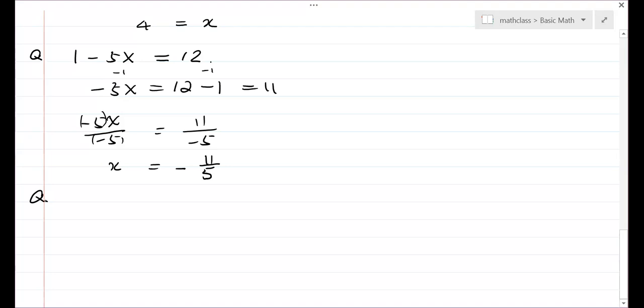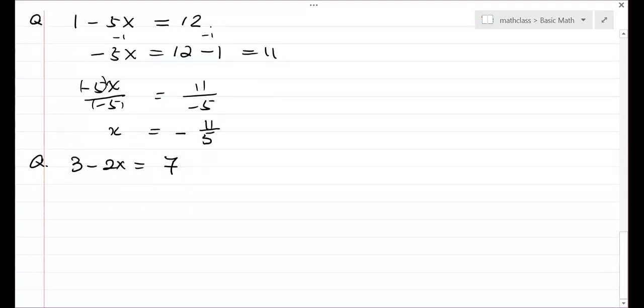Okay, let's try another problem. Okay, this is 3 minus 2x equals 7. Just do one more problem and then we'll look at the new type of problems. Okay, let's do this again. And anyone who is online also should show me the answers. Yes. x equals 2.